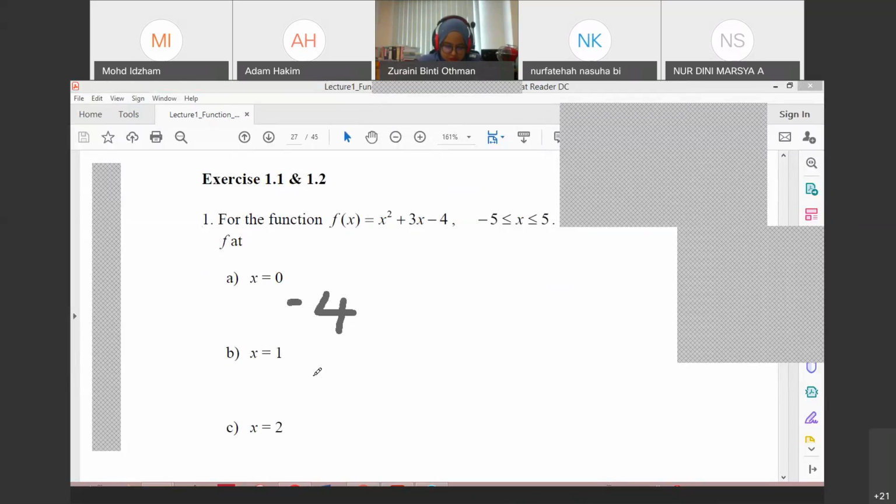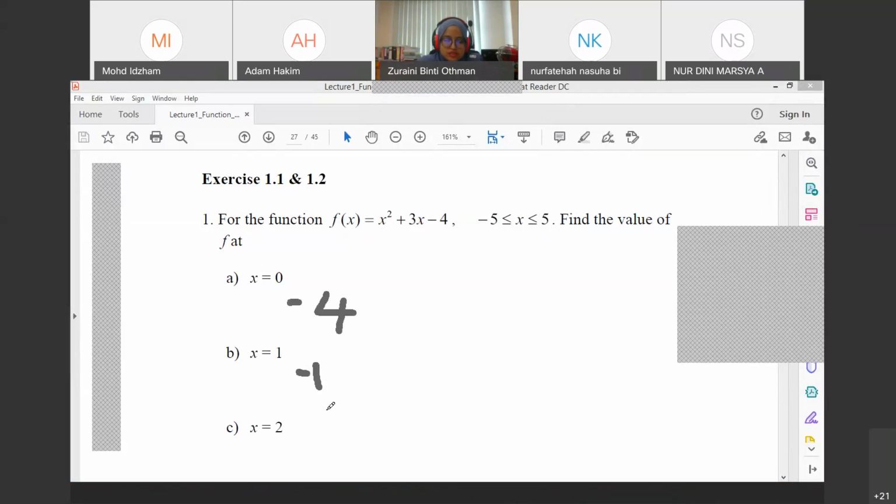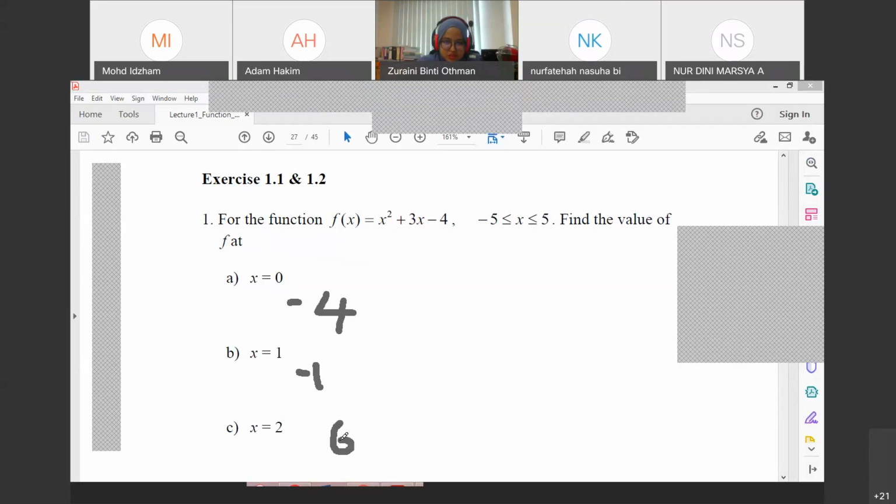Okay, for question B, apa jawapan dia? Negatif 1. Okay, negatif 1. Okay, C? 6. Okay, now if you look at this question, what is the domain for this question?